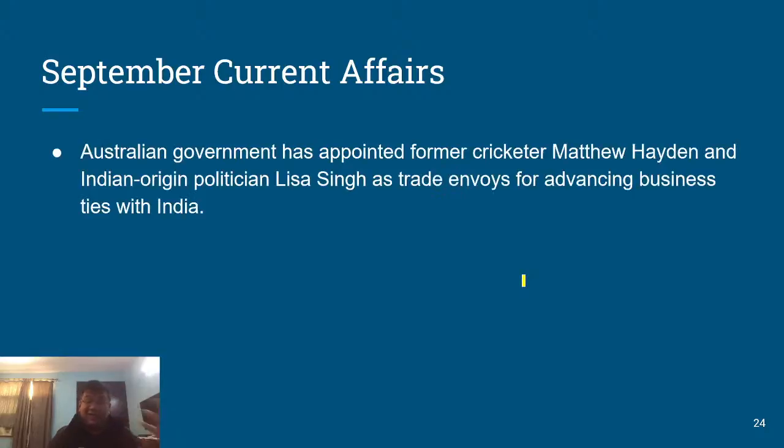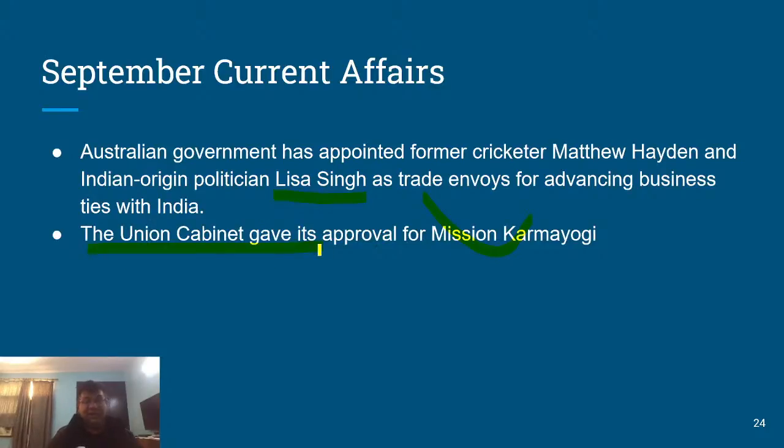Sticking with Australia, we've been talking about Australia and India for the last couple of slides. So again, the Australian government has appointed former cricketer Matthew Hayden and an Indian origin politician, an Australian citizen of Indian origin, Lisa Singh. They're going to be the trade envoys for advancing business ties with India.